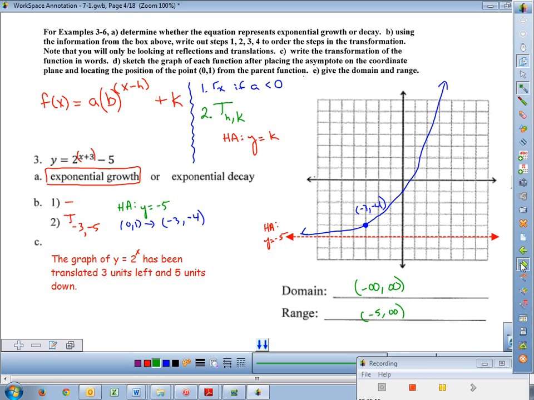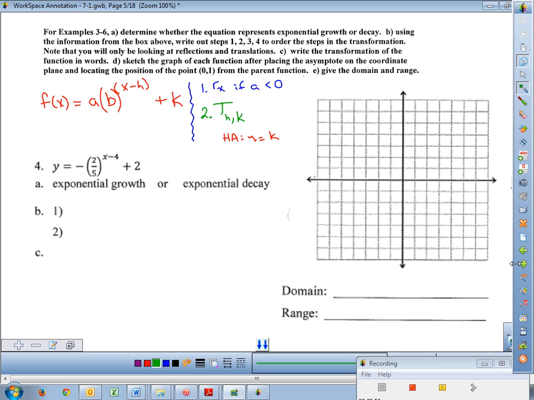Let's go to the next problem. First, recognize exponential growth or exponential decay. Decay, because the base is less than 1 and bigger than 0. Awesome. Note card number 1: did it get reflected over the x-axis? Yes, it did. Do you see the negative in front of the base right there? Cool.